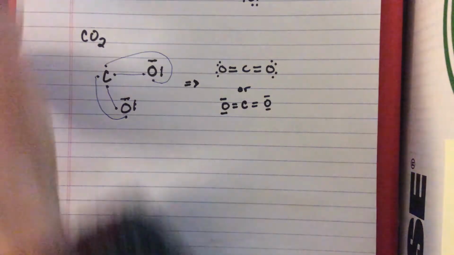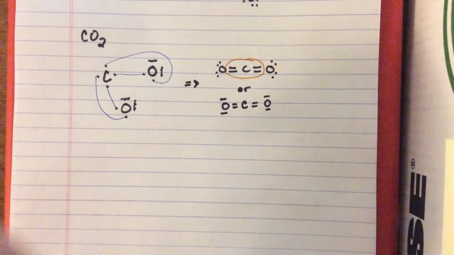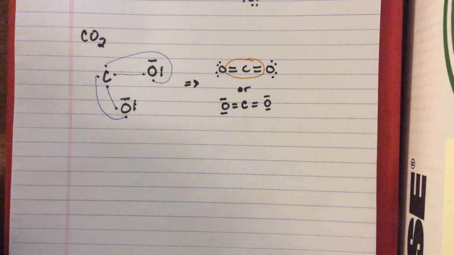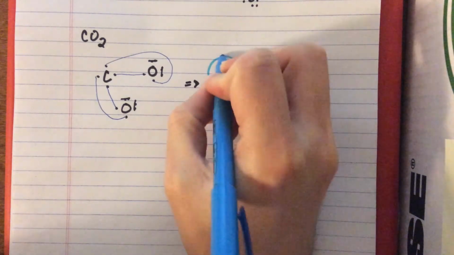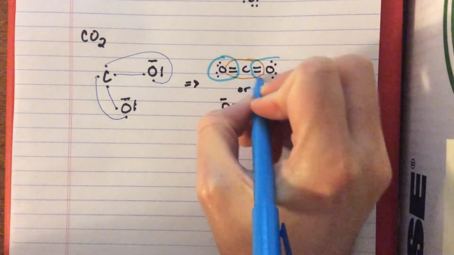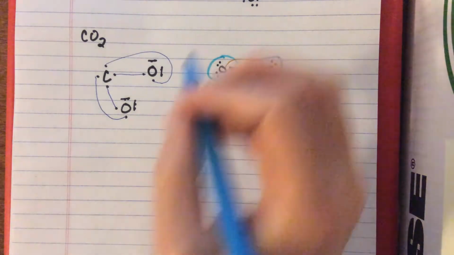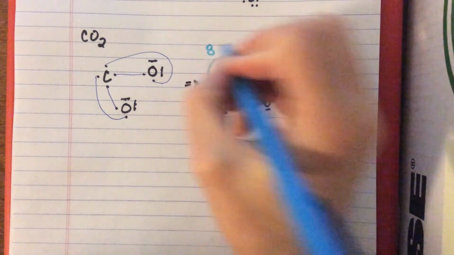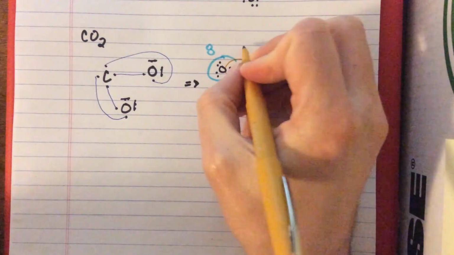Again, the carbon in the center is laying claim to all of the electrons that it is sharing with the oxygen atoms. The oxygens have electrons that belong only to them, but also lay claim to the electrons that are being shared with the carbon. So now everybody has 8 valence electrons.